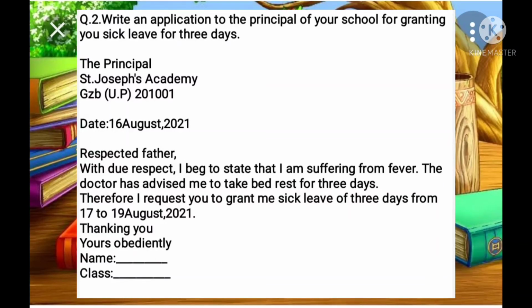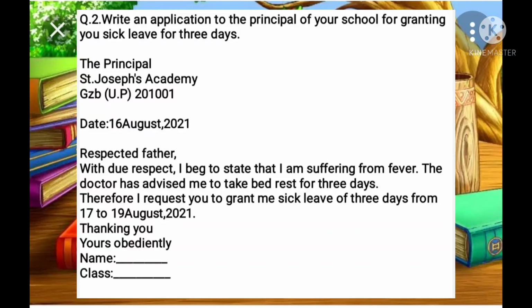Question number 2. Write an application to the principal of your school for granting you sick leave for 3 days. So kids, here we will learn how to write the letter to the principal for sick leave. First we have to write down the principal, then the name of your school, St. Joseph's Academy, Ghaziabad, UP. Then you have to write down the date, 16th August 2021. Respected father, we begin our letter with respected father, or you can also write respected principal.